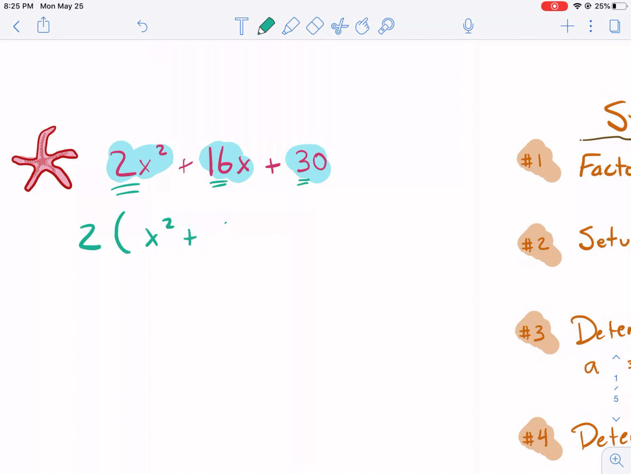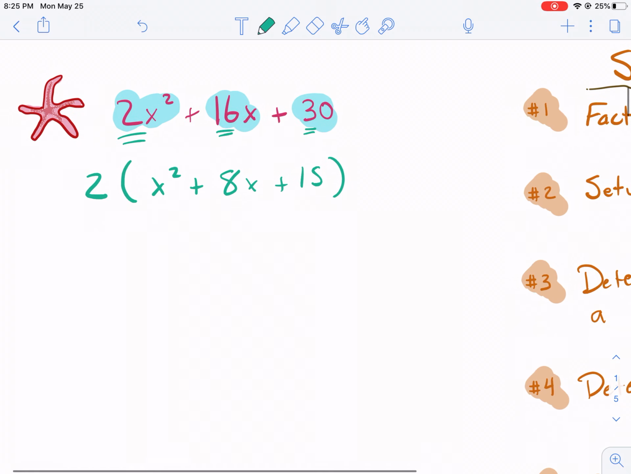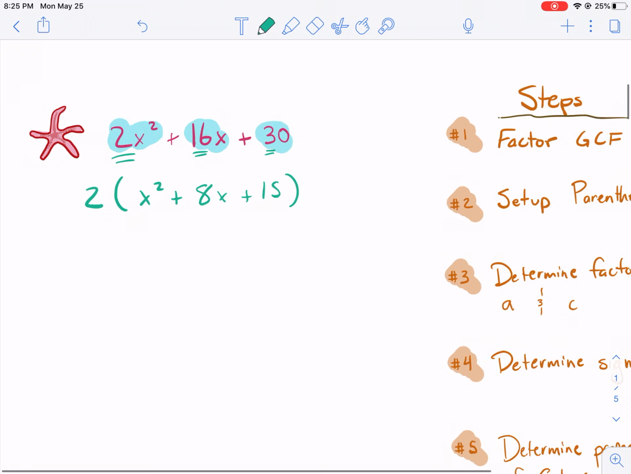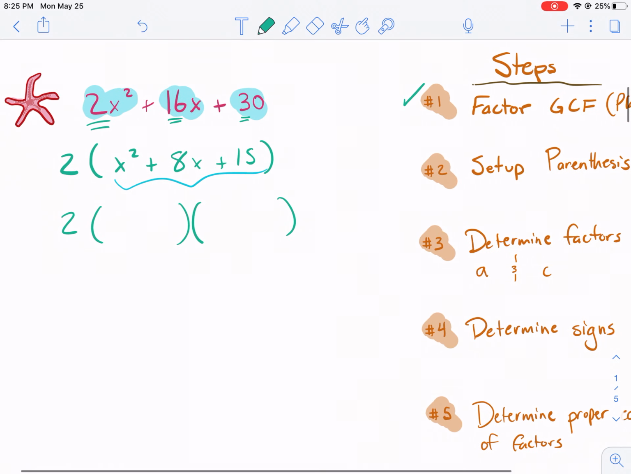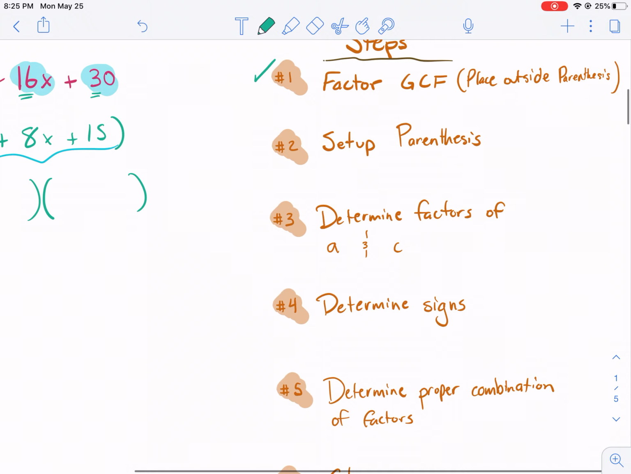And what happens when we do that? We are left with x squared plus 8x plus 15 inside. Notice how we have the 2 outside of the parentheses. So we're done with step 1. Step 2, we're going to set up parentheses. What does that mean? If we have a trinomial, usually we're going to try to factor this with two sets of parentheses, for two binomials multiplied together. That's what I mean by set up parentheses.